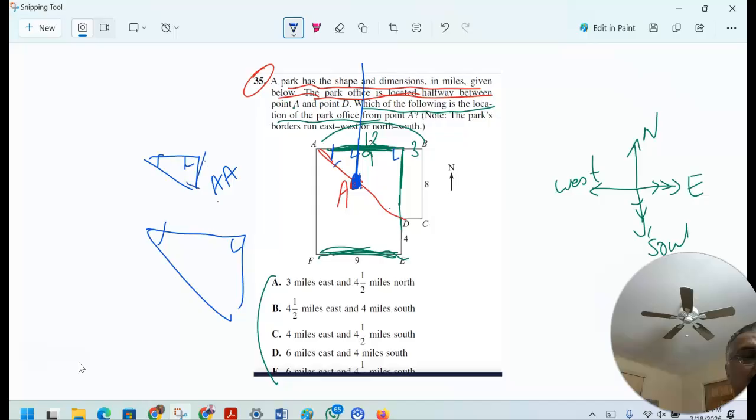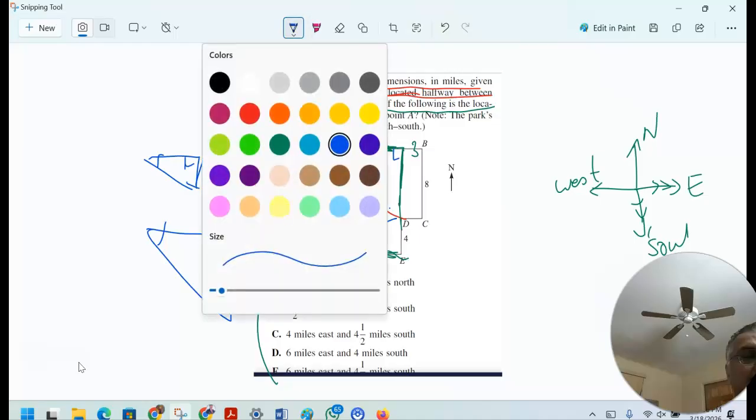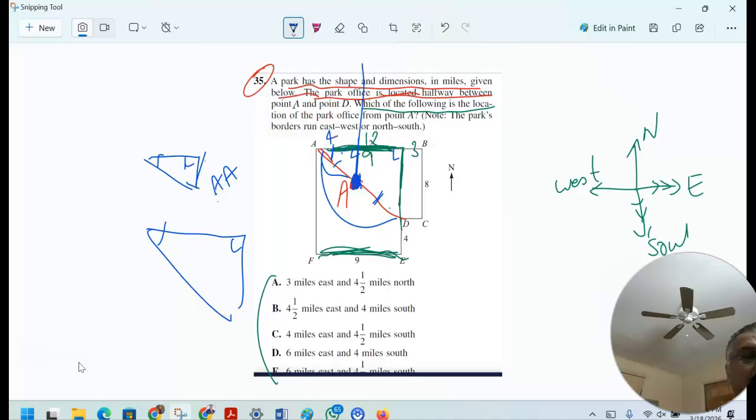Now, because these two are equal, that means this is half of this. So naturally this distance will be half of this distance. So if the whole thing is 9, halfway will be 4.5. So this will be 4.5 to the right. So it means 4.5 to the right.